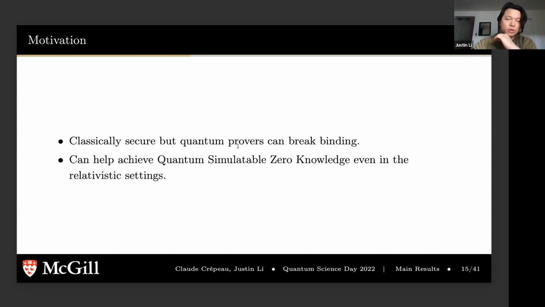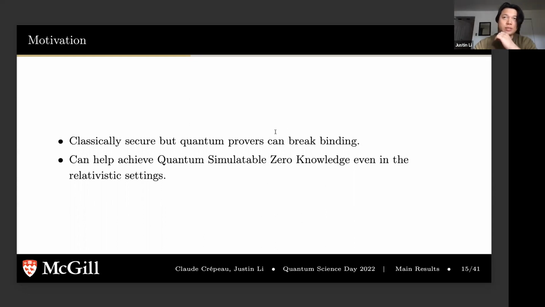And a bit of motivation on why we want to do that. Like I said, the bit commitment scheme that results from this work is only classically secure, but if the players share the proper quantum states, they can break the binding of this commitment protocol, meaning that it's not secure quantumly.